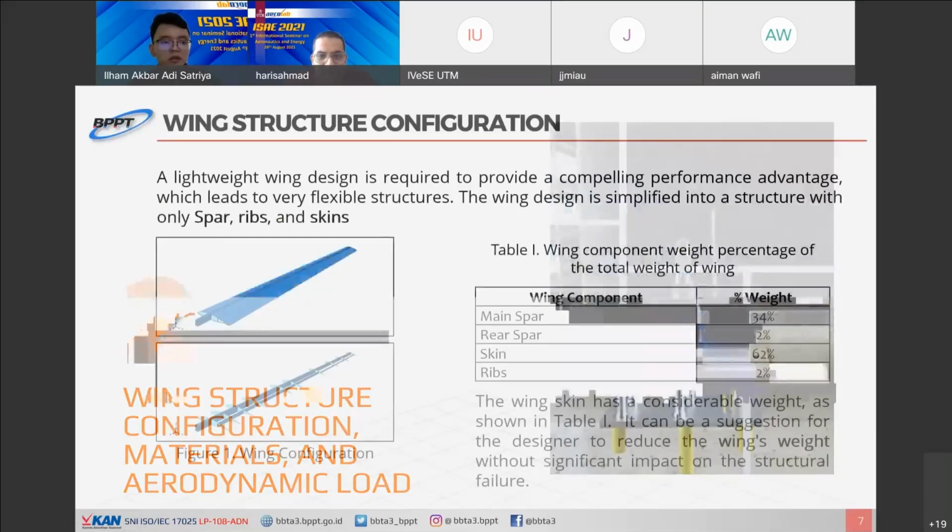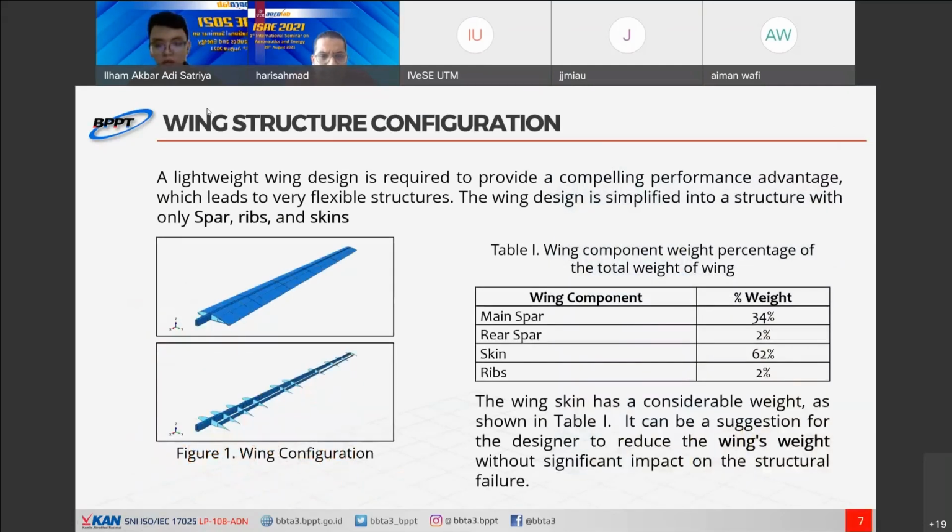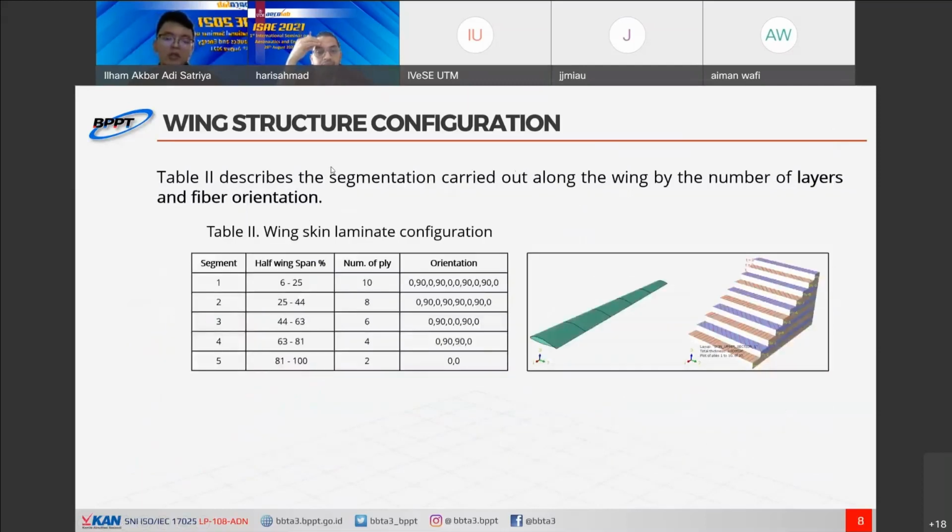This is the model of our wing, our high aspect ratio wing. It consists of the structure of the spar, ribs, and the skin. The wing components can be seen in Table 1. There are main spar, rear spar, skin, and the ribs. And this is the percentage of the weight.